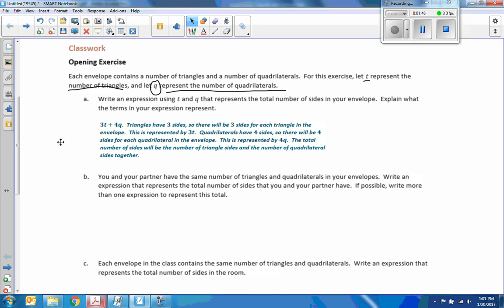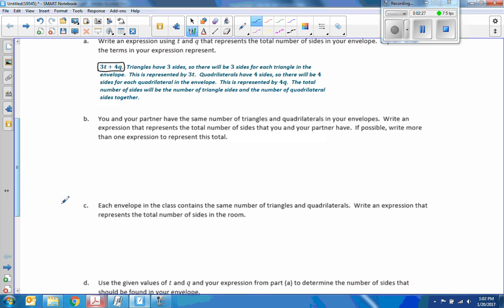Quadrilaterals have 4 sides, so there will be 4 sides for each quadrilateral in the envelope. This is represented by 4q. The total number of sides will be the number of triangle sides and the number of quadrilateral sides combined together. Okay. So it said write an expression using T and Q that represents the total number of sides in your envelope. So here is your equation, and this explains it. So you have 3 sides per triangle and 4 sides per quadrilateral. So there's your equation, and then you solve it.